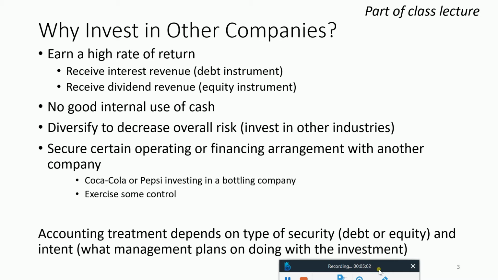So with all that said, how we account for these investments depends on two main factors. The type of security that the investment is, and for the purposes of our class, we're going to talk about debt investments and equity investments. And then the second important point is the intent, and that is what management plans on doing with the investment. And when we talk about intent, what we're talking about really is, are they going to hold on to it until maturity? Are they trading it in the short term? Or is it neither one of those two? And so we'll go through the different definitions that are possible in just a minute.